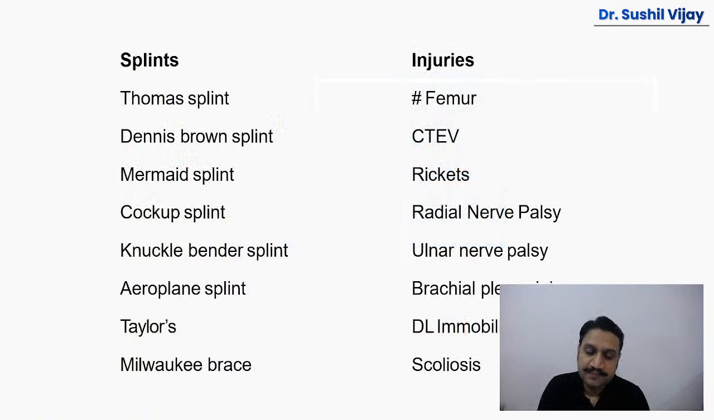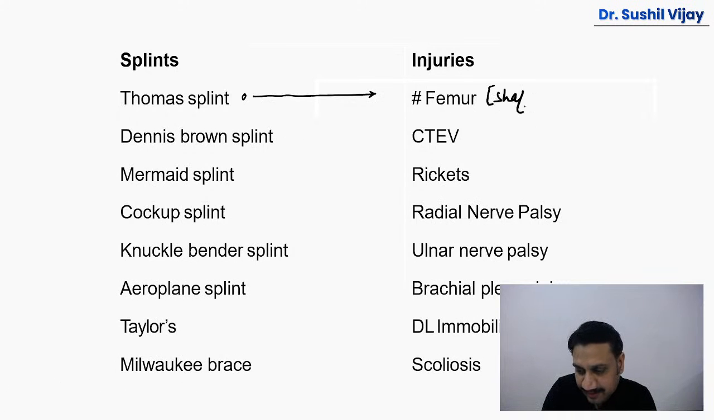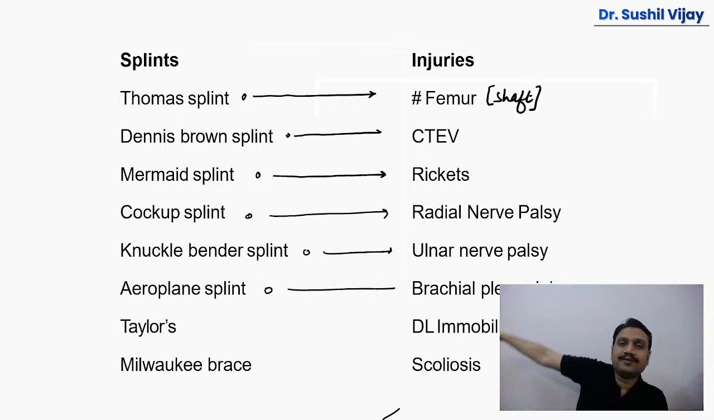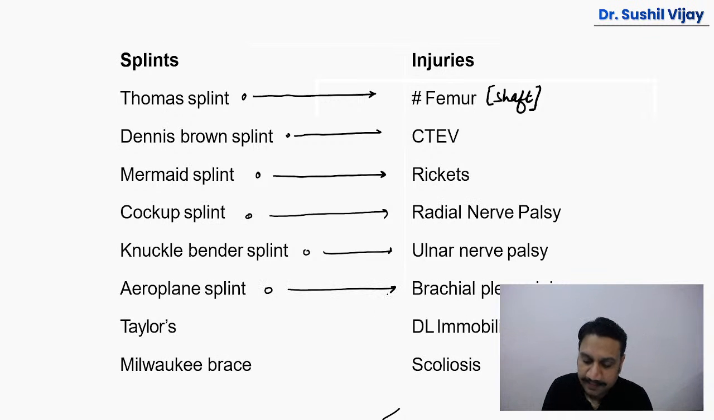Okay, so these are the different kinds of splints which you can use for different kinds of injuries. So please remember this table. It is very, very important. Thomas splint, why do we use it? I'll show you the pictures as well. Fracture femur, shaft of the femur. Denis Browne has been a question in your previous year exam, used for CTEV. Mermaid, very commonly used splint in rickets. Cock-up, I just showed you. Knuckle bender, I have just shown you. Aeroplane splint, the arm of the patient is like this, that is for the brachial plexus injury. Taylor's, I have shown you already, with osteoporosis. Dorsolumbar immobilization and Milwaukee brace is for scoliosis.